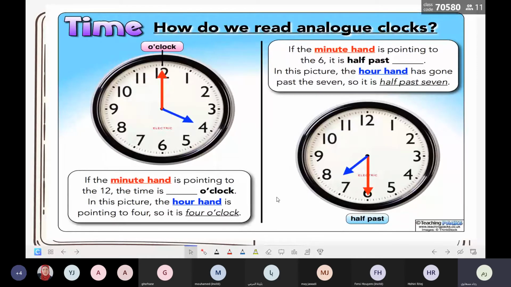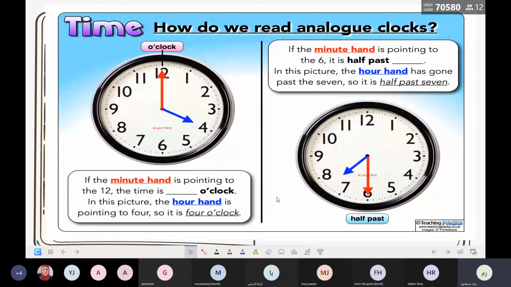Okay. Let's start with the picture on the left, in which it's written a clock. I read the caption under the picture of the watch. If the minute hand is pointing to the 12, so usually in every watch you have two hands, a long hand and a short hand. The long hand represents the minutes. The short hand represents the hours. I repeat, the long hand represents the minutes. The short hand represents the hour.